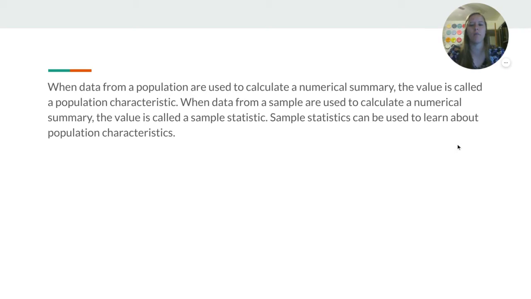When data from a population are used to calculate a numerical summary, the value is called a population characteristic. When data from a sample are used to calculate a numerical summary, the value is called a sample statistic. Okay, so two different ones, population characteristic, sample statistic. Sample statistics can be used to learn about population characteristics.